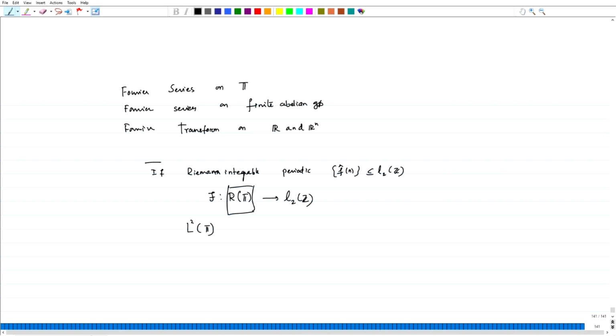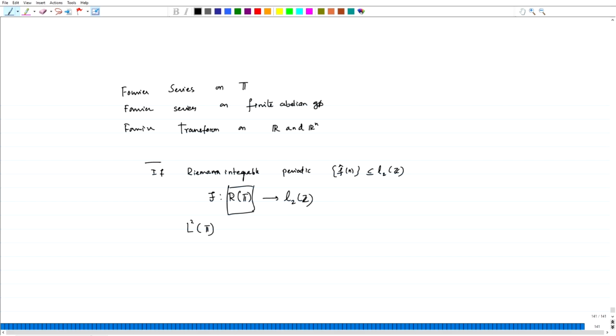We need to define the Lebesgue measure, and through the Lebesgue measure one defines L2 of T. If we consider all the measurable functions on T for which the integral of mod f of x squared dx is finite, so if we introduce the Lebesgue measure and consider this space, then the Fourier transform is going to be onto.